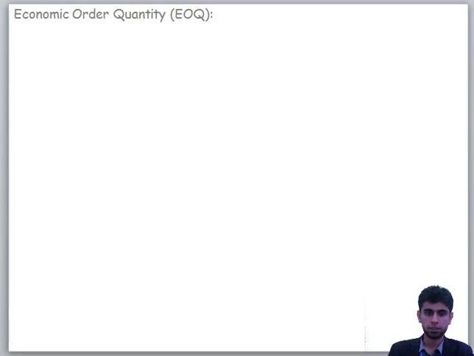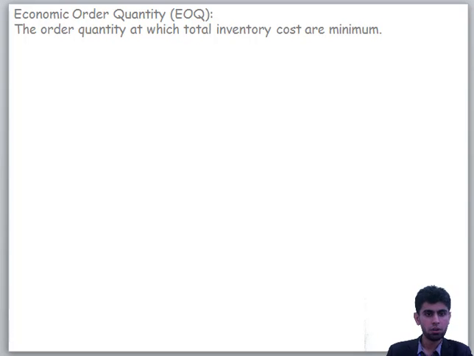So I have two choices. Either I can minimize the total holding cost or I can minimize the total ordering cost. But that's not our objective. The objective is to minimize the total cost. So we have to find an order quantity where the total of ordering cost and holding cost is minimum, and that is given by the economic order quantity. We can define economic order quantity as the order quantity at which total inventory costs are minimum.